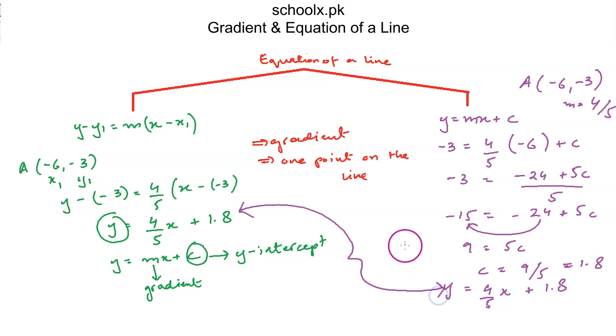We got the same answer, but the procedure was a little bit different. For the first, we needed a point on the line and a gradient of the line, and we solved it and made y our subject to convert the equation into the general form of a line. Then for the second, we put in the coordinates of one of the points on the line and the gradient of the line, and we found the y-intercept of the line. Then we put the y-intercept and the gradient of the line in the general equation of the line, which was y equals 4 over 5 x plus 1.8. So that's how you find the equation of a line.